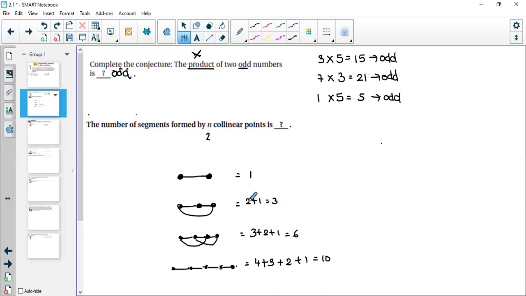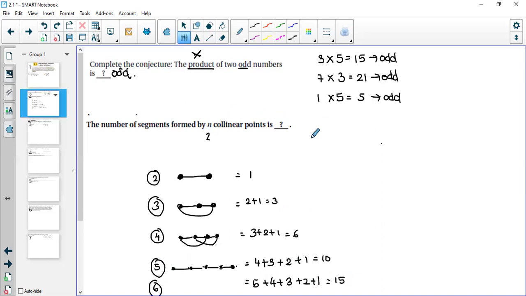So you can see now it's 1, then 2 plus 1, then 3 plus 2 plus 1, then 4 plus 3 plus 2 plus 1. How many points did we have here? Here we had 2 points. And here how many collinear points? Here we have 3, here we have 4, and here we have 5. Now for the 6th one, without even drawing a picture, you could say that it's going to be 5 plus 4 plus 3 plus 2 plus 1. That's going to give you 15. So this is the pattern for the number of segments formed by n collinear points.